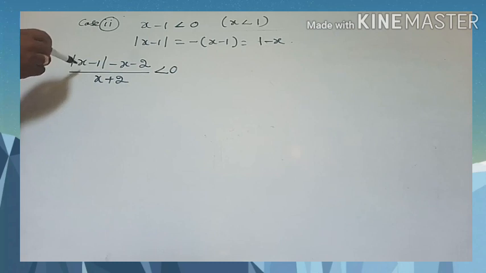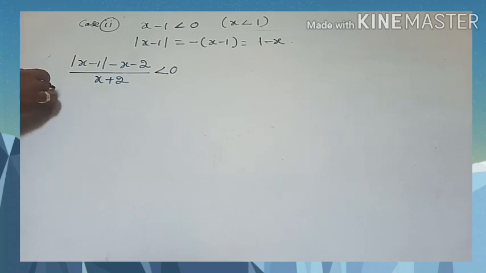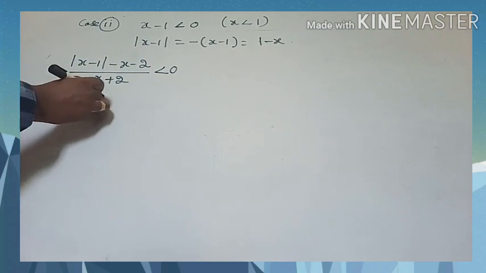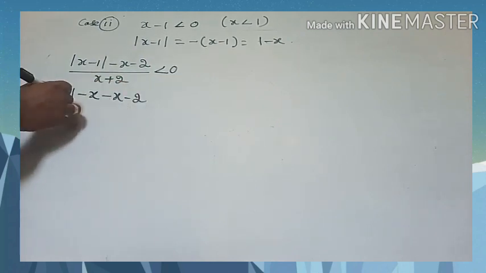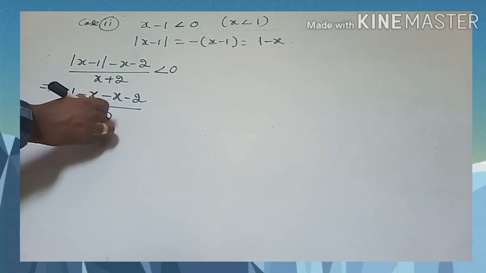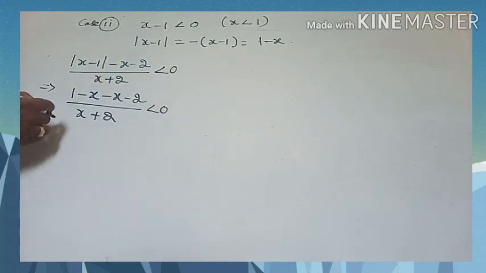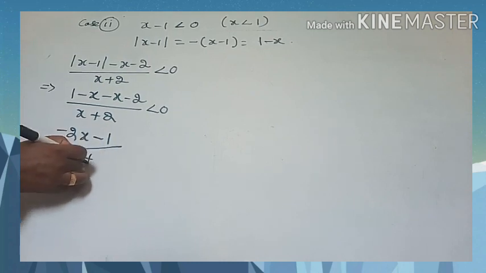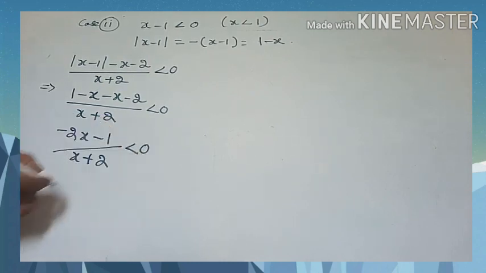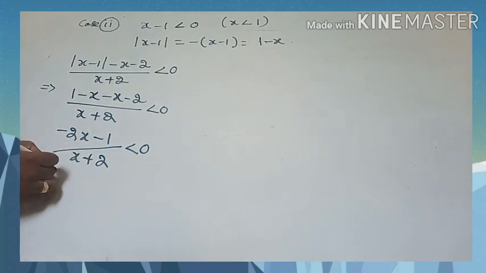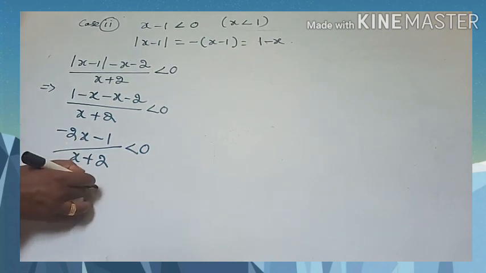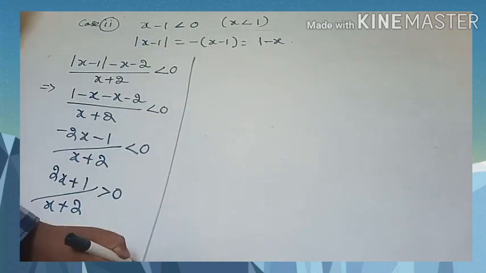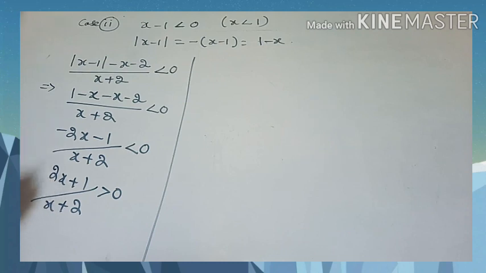Now our problem here, modulus of x minus 1, that becomes, now only we got it as 1 minus x minus 2 by x plus 2 less than 0. Now this becomes minus 2x minus 1 by x plus 2 is less than 0. Now by multiplying minus sign on both sides, you will get here 2x plus 1 by x plus 2 is greater than 0, like this, right? This is what we have got here. Now we need to solve this.